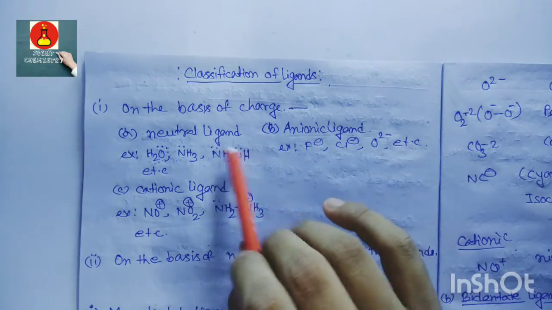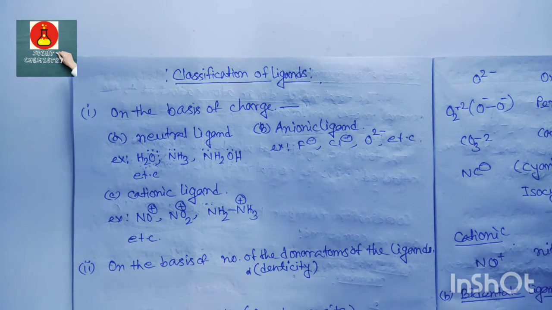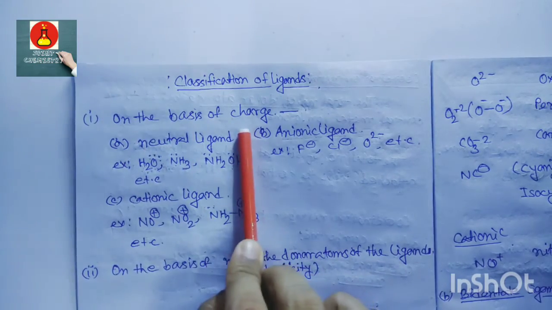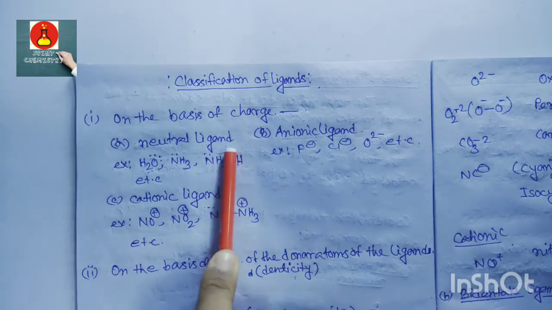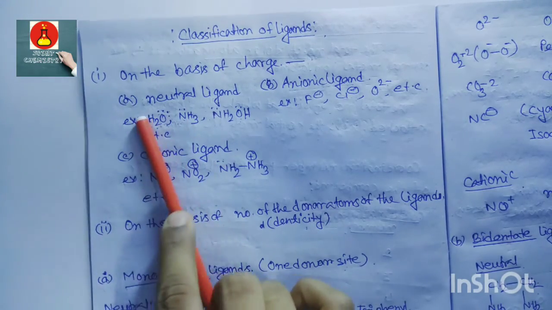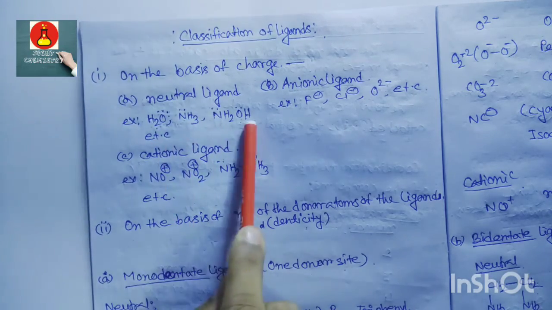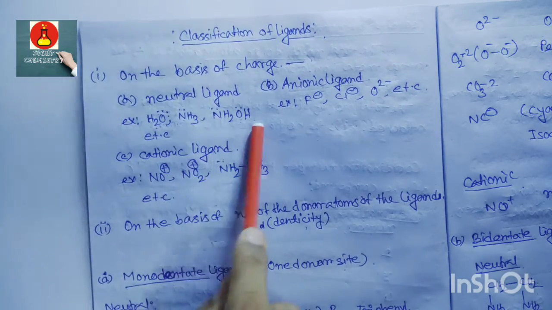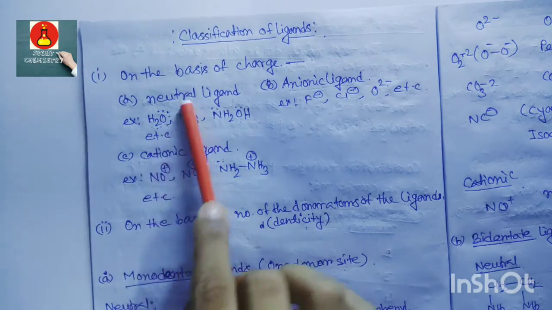Now let's talk about ligands. There are some classifications of ligands on the basis of different characters. At first, on the basis of charge, we can classify the ligands into neutral ligand, anionic ligand, and cationic ligand. Now what is a neutral ligand? As you can see, there is water, NH3, NH2OH. These contain only a lone pair but no charge. That's why they are known as neutral ligands, and they donate electrons by their lone pair.